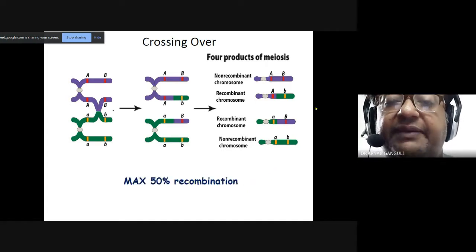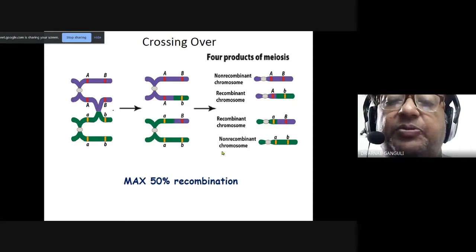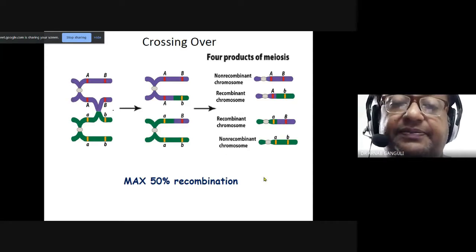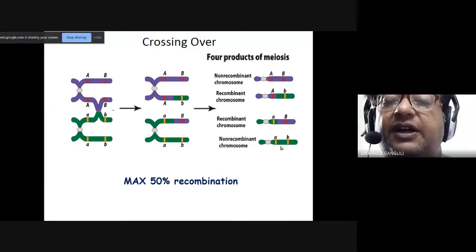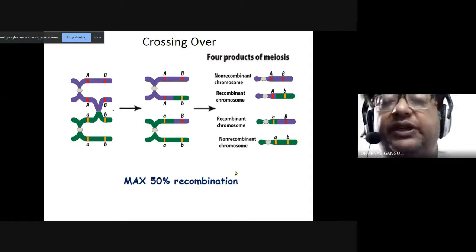So at any time, you'll have maximum 50% of the chromosomes. This is going to be recombination. That is maximum. 100% cannot be recombinant because you'll have parentals coming where there is no crossover.